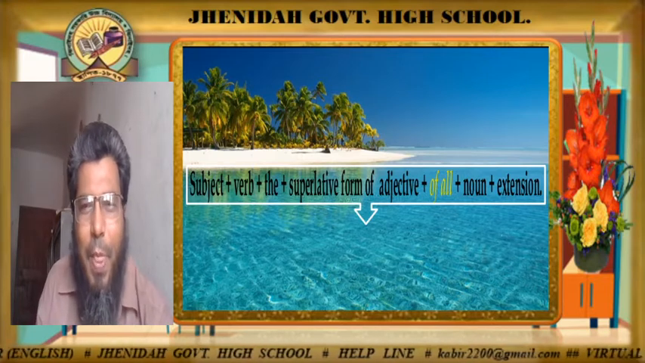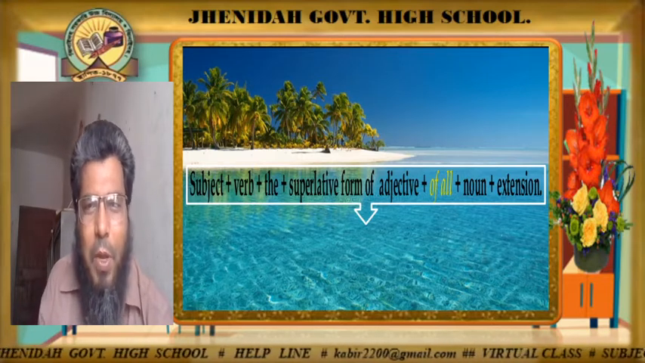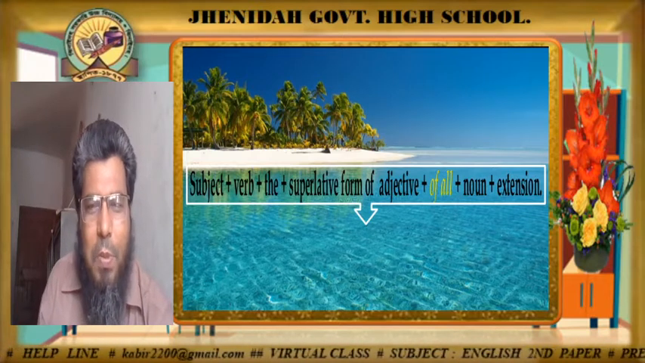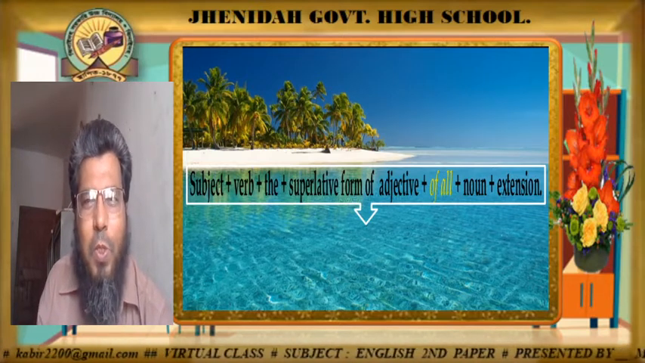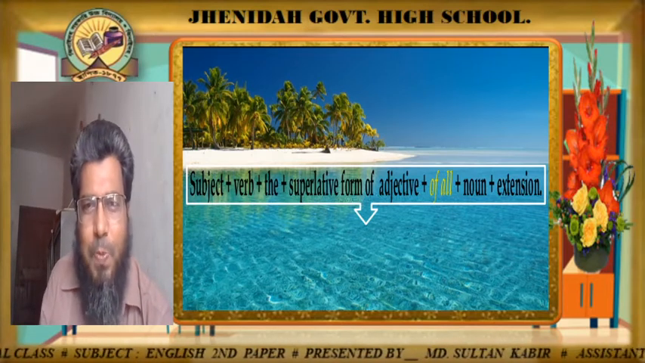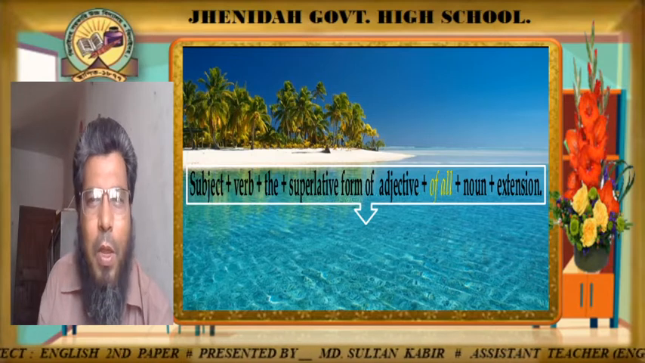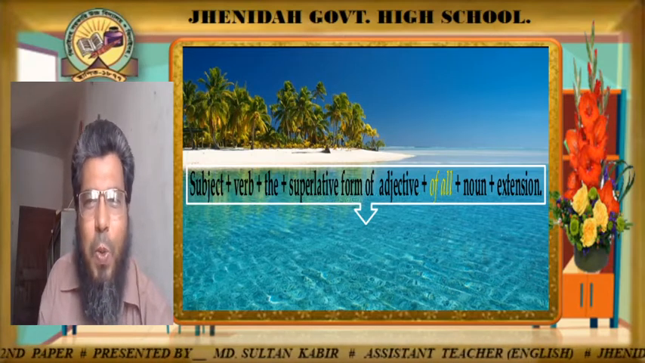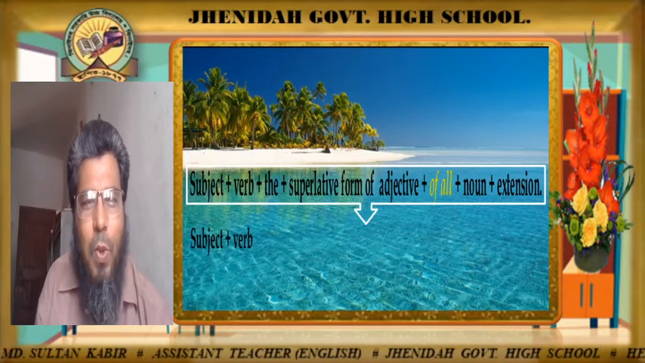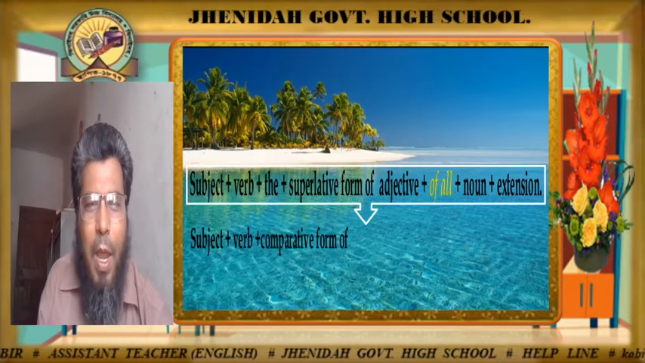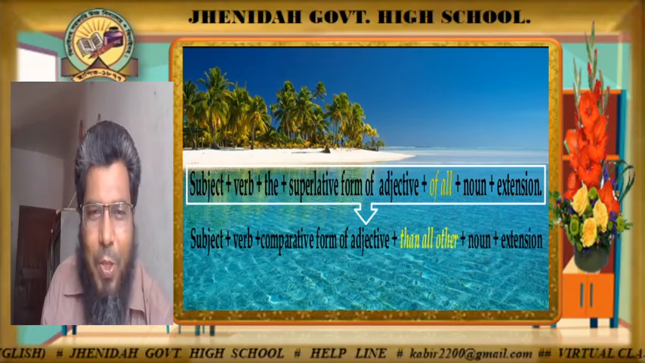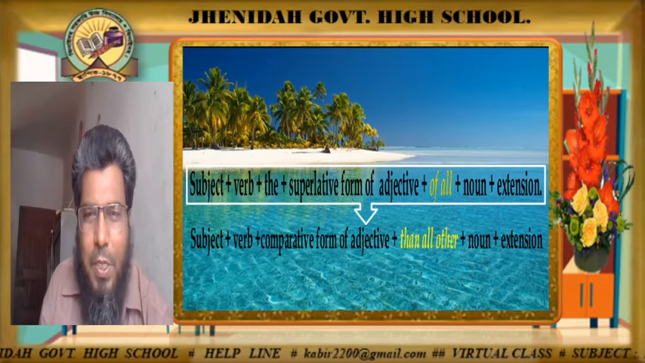Dear learners, there is a difference here. There is the, and after the superlative form of the adjective we see of all. For this special characteristic, we can change this superlative form into comparative by following this structure. We'll write down the subject and verb, then the comparative form of the adjective, then all other, plus noun plus extension. This is the difference.